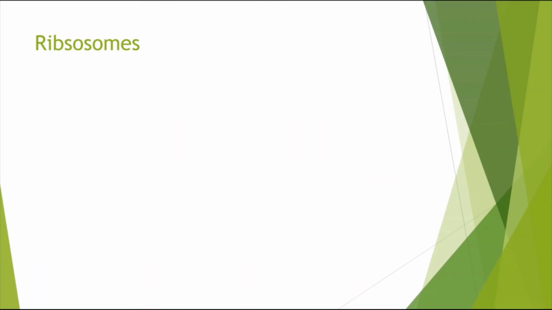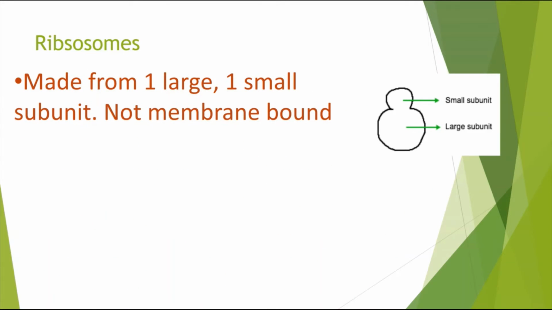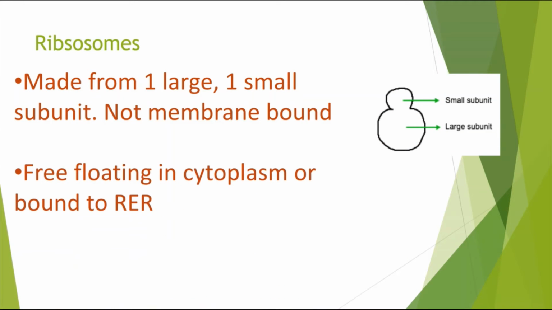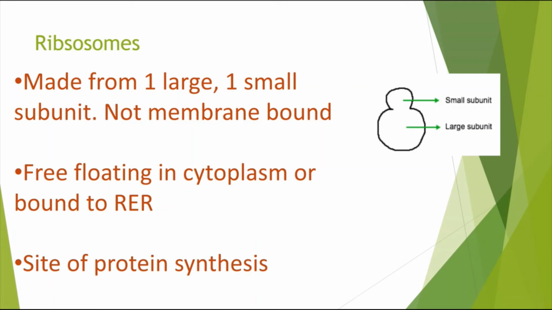phagocytosis. So ribosomes. So ribosomes are made from one large subunit and one small subunit, and they do not contain a membrane. So there's no membrane in there, and it is free floating in the cytoplasm, or it's bound to the rough endoplasmic reticulum. So they're not in the nucleus, they're in the cytoplasm, which is outside the nucleus. And they're the site of protein synthesis, so they are where the proteins are made.